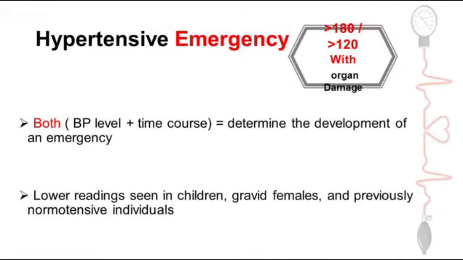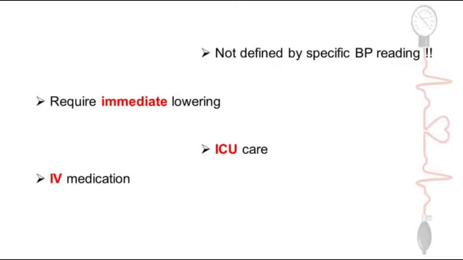So we come here to the main topic, which is the hypertensive emergency, and it's blood pressure of more than 180 over 120 with organ damage. So both the level and the time course will determine the development of the emergency. Lower readings can be seen in children. It can be seen in gravid females and previously normotensive individuals. So this number is not atypical. So it's not defined by specific blood pressure reading. Required immediate lowering, required ICU care and IV medication.